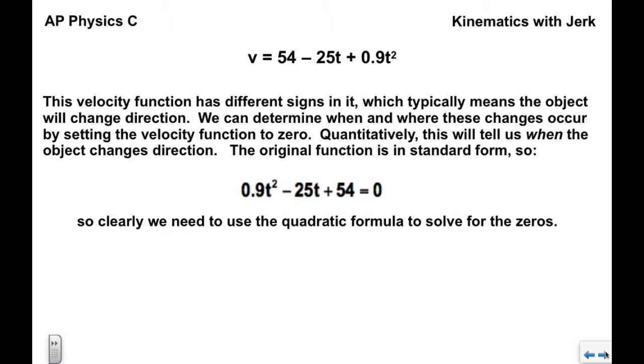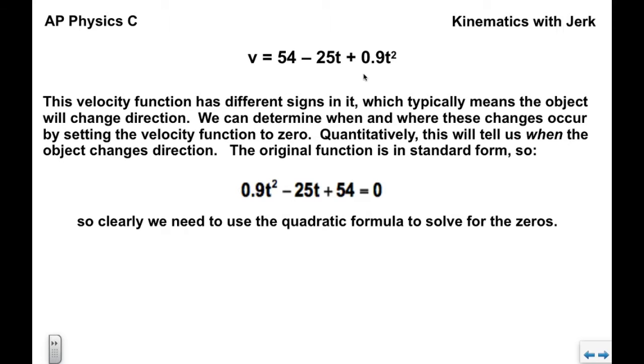Now, this velocity function has different signs in it. We've got positive, negative, positive. It typically means the object is going to change direction. We can determine when these changes occur by setting the velocity function to 0. Quantitatively, this will tell us when the object changes direction.